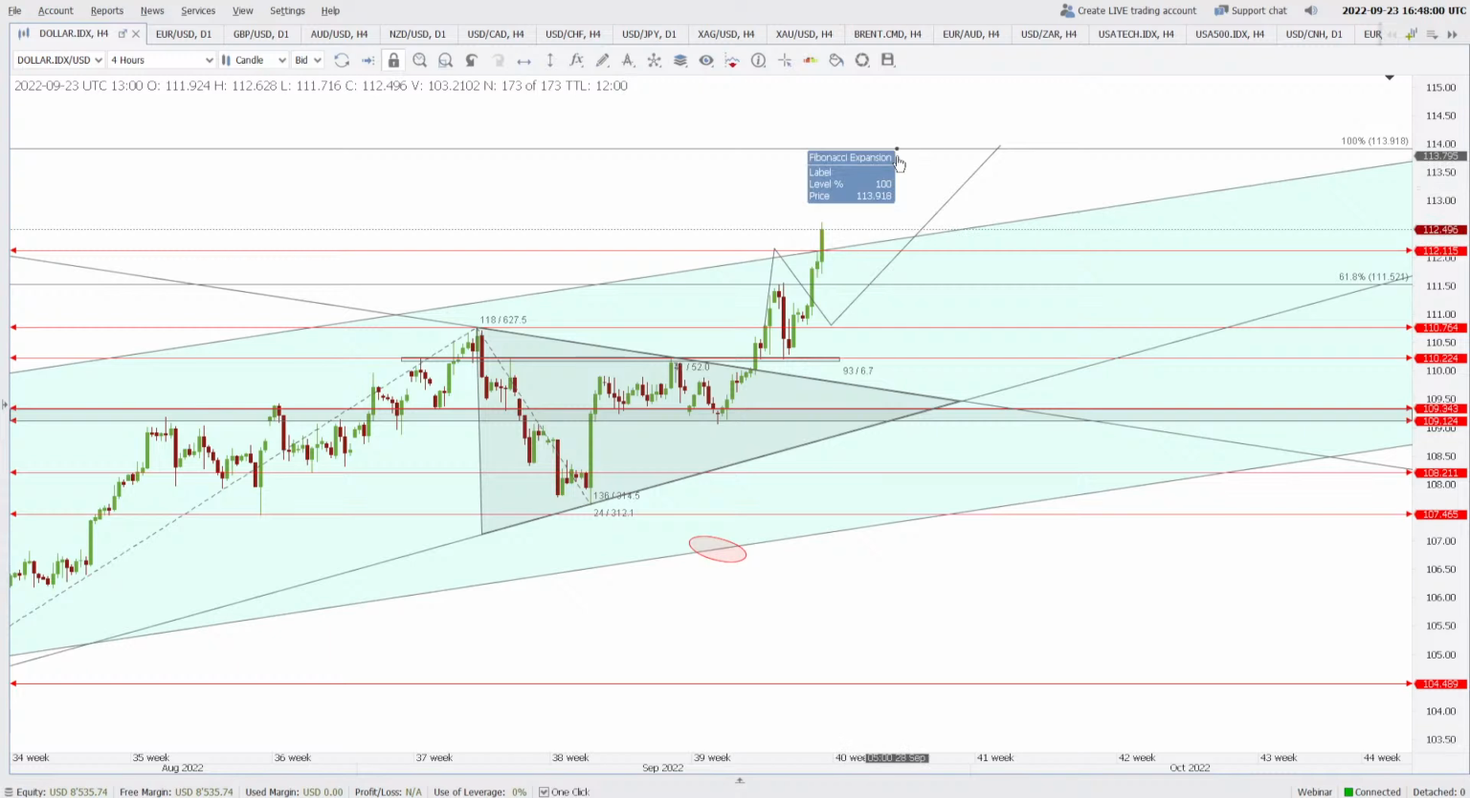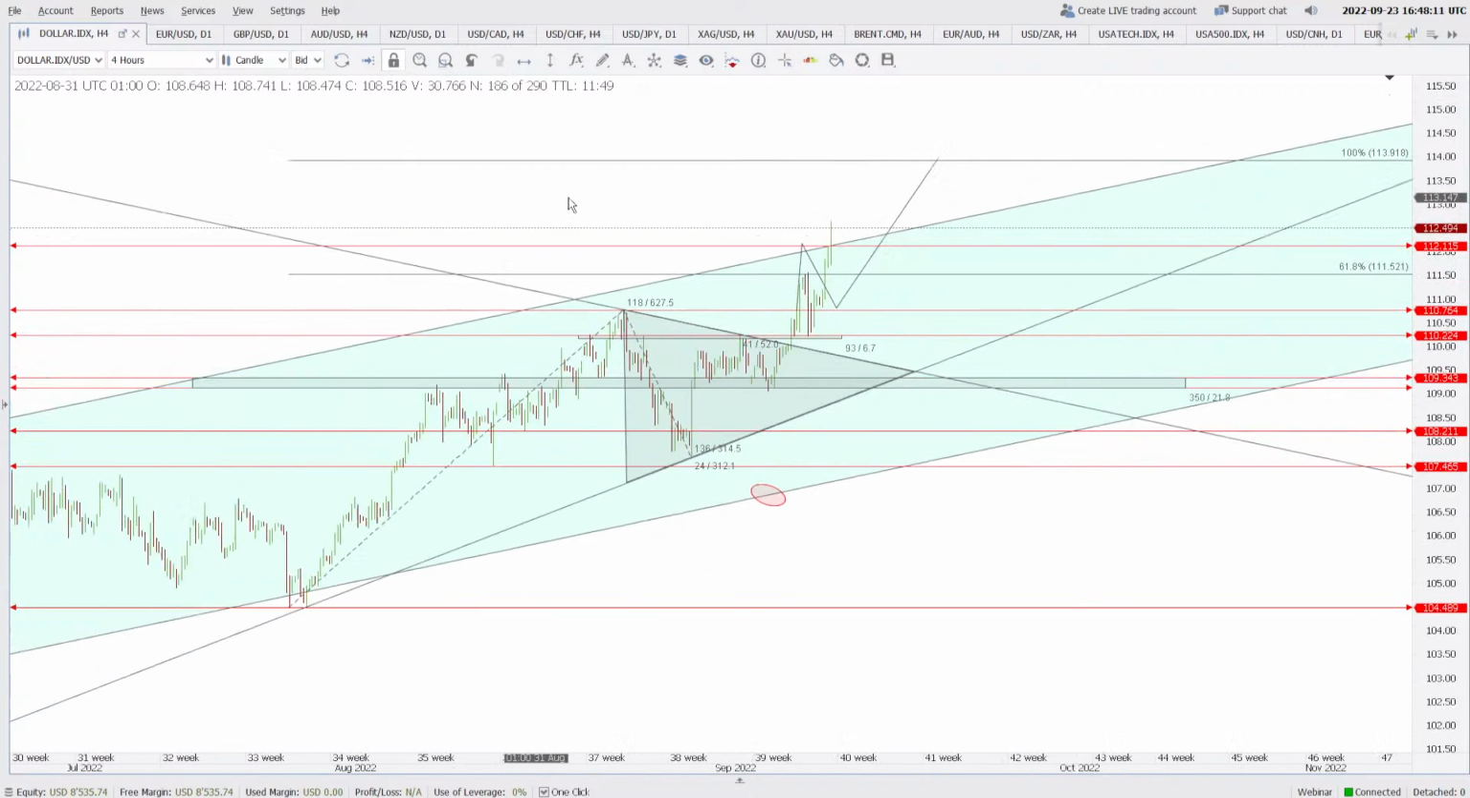And 113.79 or 113.87 area is going to be the area where I think people should be looking to book their profits if they want to. All right.